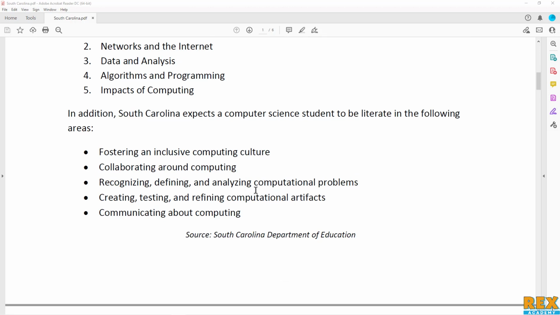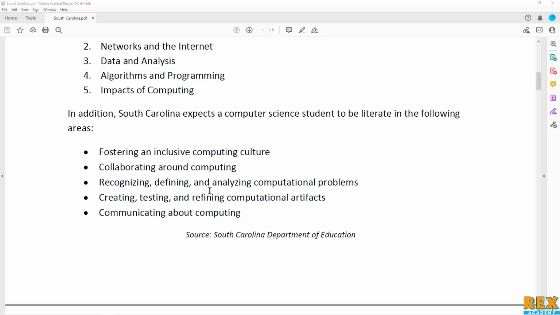In addition, South Carolina expects a computer science student to be literate in the following areas. So fostering an inclusive computer culture. So this can be things like recognizing the need for equitable access, considering other people's perspectives, using a variety of devices to increase accessibility and usability, things like that. So collaboration around computing, the second one, the big word there is collaboration.